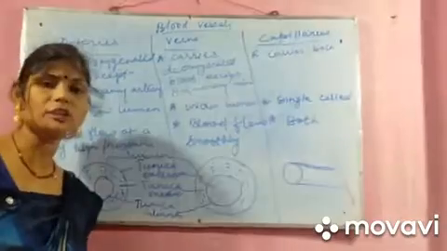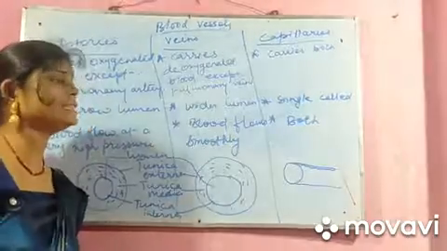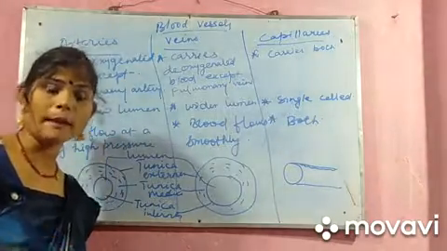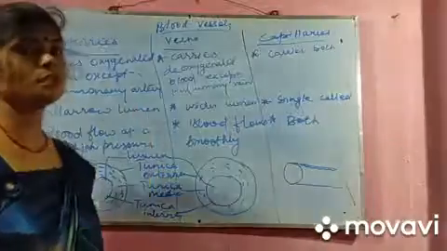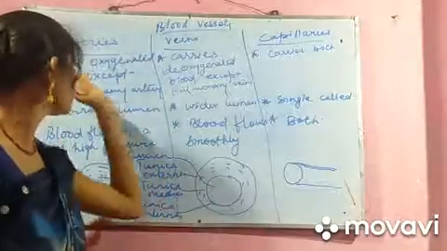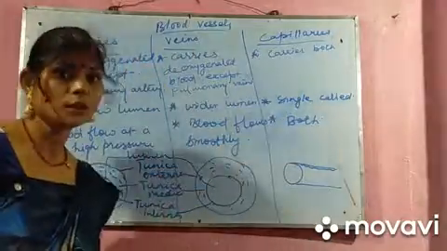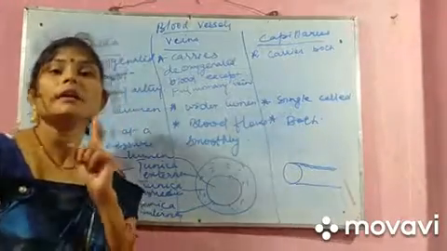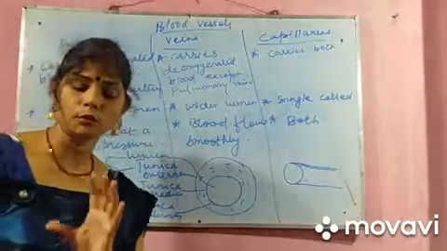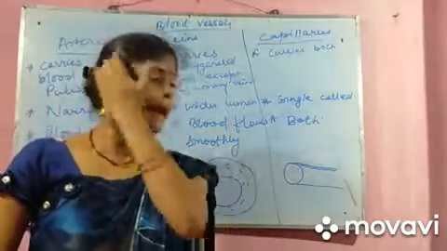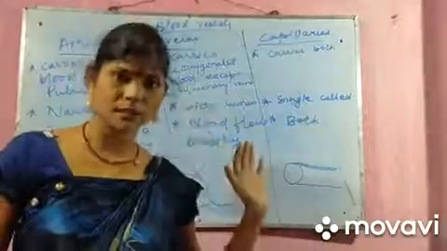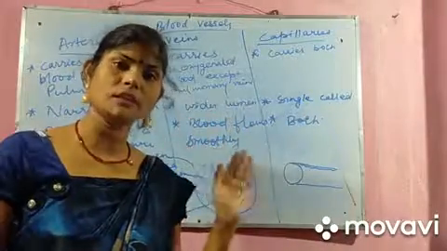Blood vessels are fine tube-like structures which carry blood from the heart and back to the body again. Blood vessels are further divided into 3 parts: arteries, veins, and capillaries. For today, this much only. Make the notes, write it clearly, do the diagram properly, and in the next video, we will read in detail about blood vessels and blood circulation. Till today, this much only. Thank you.